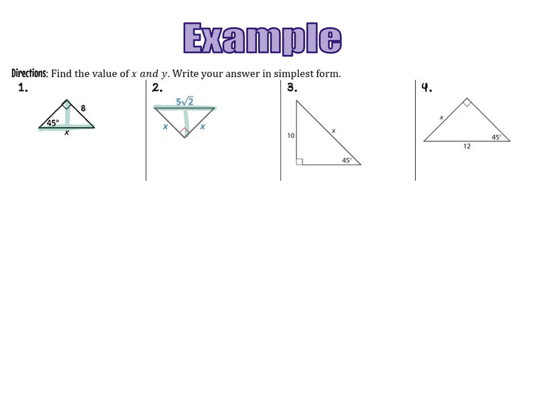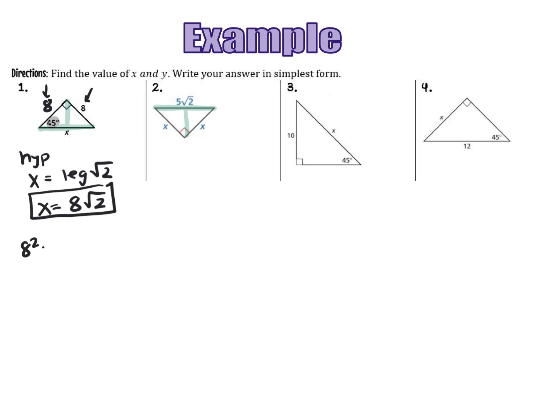angle. On number 1, I can tell that this is a 45, 45, 90 triangle because I have one angle that has a measure of 45 degrees. What that means is both legs are the same length, and it means that the hypotenuse, which in this case is x, is going to be the leg times the square root of 2, and in this case, the leg is 8. So the length of the hypotenuse is 8 times the square root of 2.